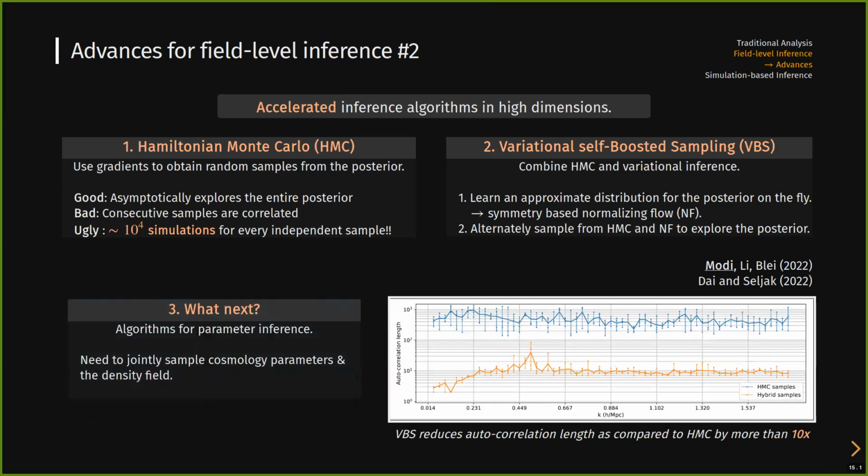But it does not solve the problem completely, because this algorithm that we developed currently only samples the density field at fixed cosmology, so we are not varying the parameters. Eventually, we want to extend this to parameter inference and jointly sample both the density field and cosmology parameters.